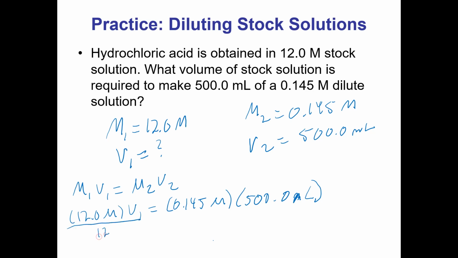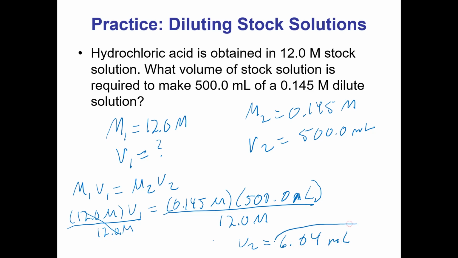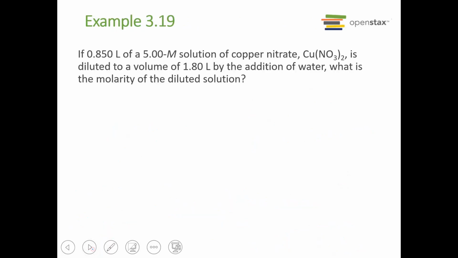So we're going to divide both sides by 12 molar. So if we take 0.145 molar times 500 milliliters and divide this by 12 molar, V2 is equal to 6.04 milliliters. So let's take one more example here.